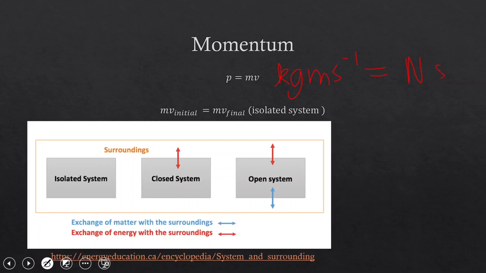In an isolated system, the initial momentum is equal to the final momentum. In an isolated system, there is no exchange of matter and no exchange of energy with the surroundings. In a closed system, there is exchange of energy, but no exchange of matter. And in an open system, there is an exchange of energy and matter. So when it's an isolated system, which is what we will assume in IGCSE physics, there'll be conservation of momentum, meaning that the final and initial momentum will be the same.